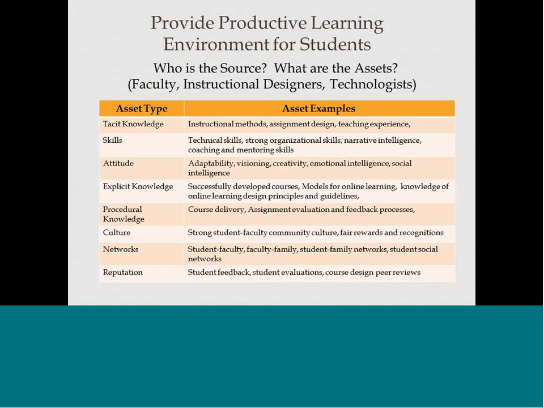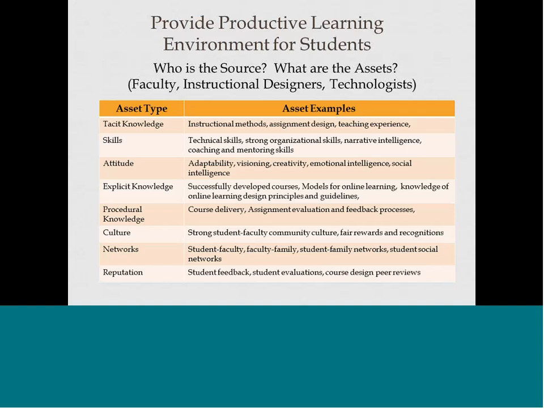Attitude here, a little bit different, some overlap: adaptability, the ability to envision how something might work, what the environment might look like. Creativity is very important here. Explicit knowledge would be successfully developed courses, models for online learning, knowledge of online learning design principles and guidelines. Procedural knowledge would include course delivery, assignment, evaluation, and feedback processes. Just overall knowledge of course delivery, I think, and design are critical here.